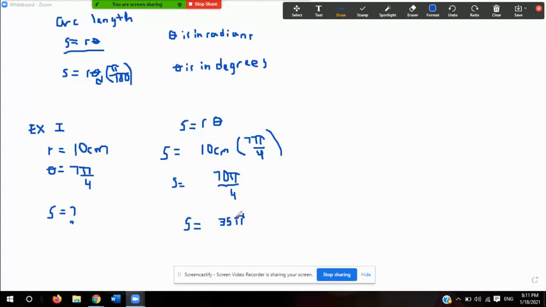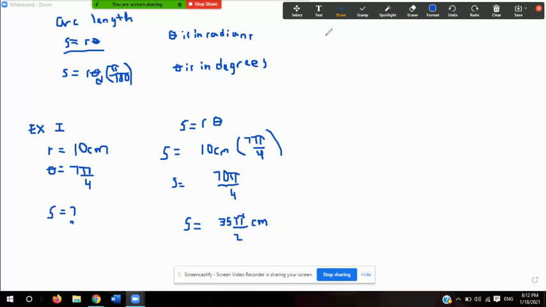So 35, and 4 divided by 2 is 2. So obviously our final answer in that case would be 35 pi over 2 centimeters. Had the answer been asking us to give the exact value or rounded to the nearest tenth, had it been indicating one of those things, then in that case we would just use a calculator to find our answer.